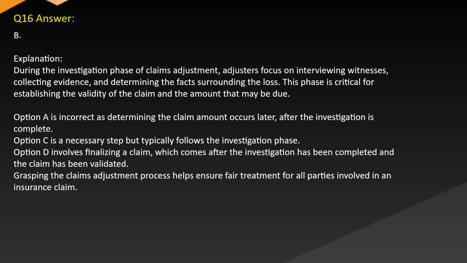Option C is a necessary step but typically follows the investigation phase. Option D involves finalizing a claim, which comes after the investigation has been completed and the claim has been validated. Grasping the claims adjustment process helps ensure fair treatment for all parties involved in an insurance claim.